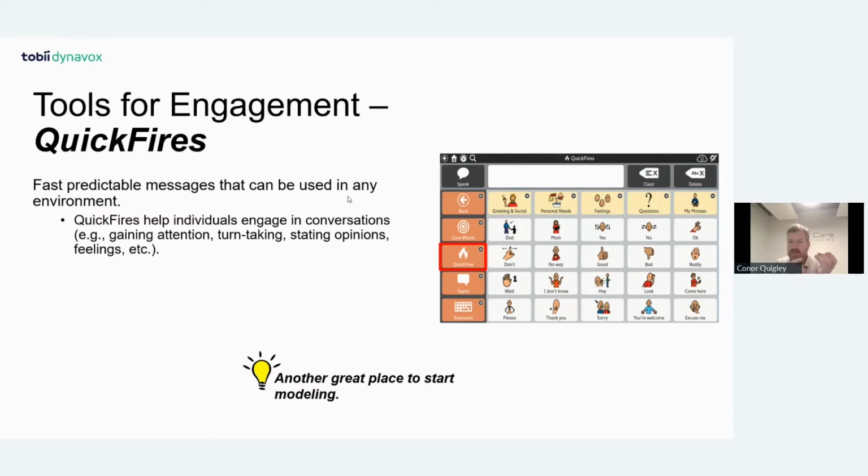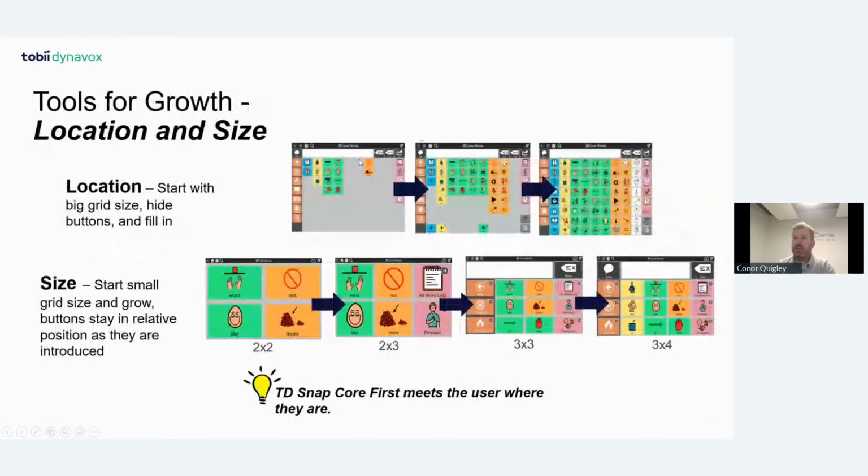Like there's tabs on greetings, personal needs, feelings, questions. The my phrases one here, you can put in all your own phrases as well. And again, every button can be edited and changed. So there are your tools for engagement. And then we've got our tools for growth.